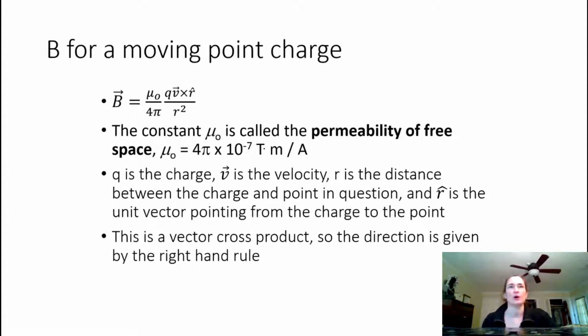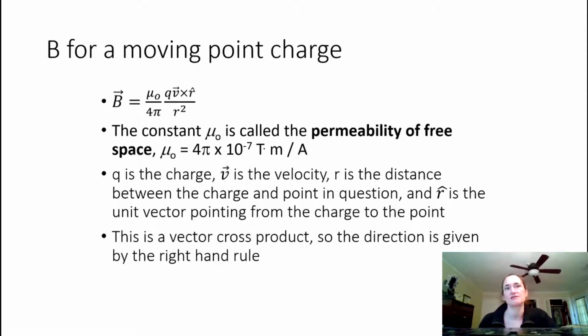So make sure that you use the Biot-Savart law to find the direction. For a moving point charge, for example, just one charge, the Biot-Savart law says that the magnetic field B is equal to mu naught over 4 pi times QV cross r hat over r squared. Remember, mu naught is the permeability of free space. That's 4 pi times 10 to the minus 7 in SI units.